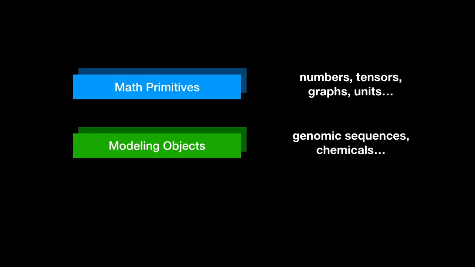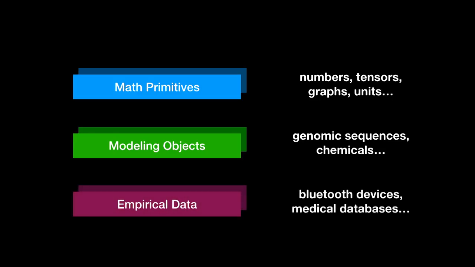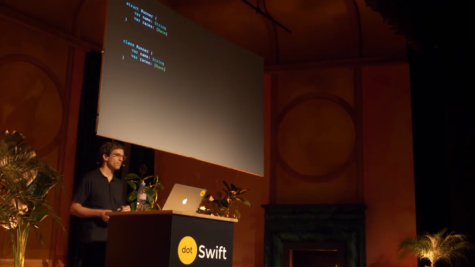So there's a common starting stack that you might build up when starting some kind of scientific programming, where you might have a set of math primitives, maybe modeling objects, and some way to encapsulate your empirical data. And it's important that you be able to swap these things in and out if you decide to change either your data sets or how you're going to do your models, because it's never the same as when you start a project. And so you need to build in some kind of flexibility to swap them out.